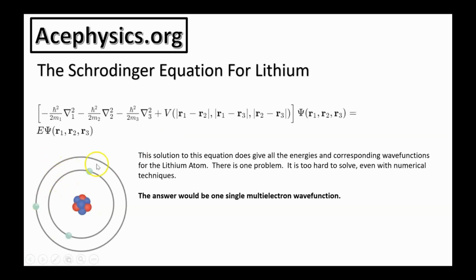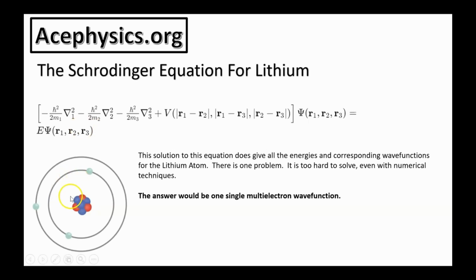To solve for the wave function of these 3 electrons, we write down the Schrödinger equation. The Schrödinger equation has a kinetic energy term for electron 1, a kinetic energy term for electron 2, and a kinetic energy term for electron 3. The potential energy is where things get more interesting, for lack of a better term.